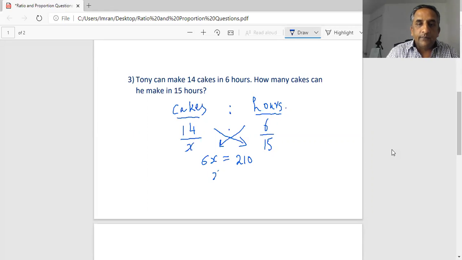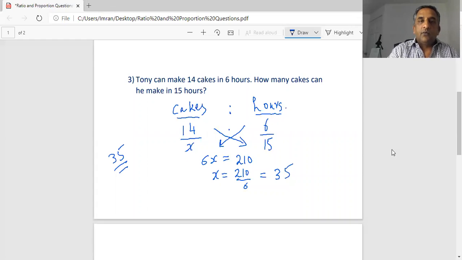So X is equal to, because we have to find X, it means we have to leave X on its own here. We don't need anything else with the X. So X is equal to 210 divided by 6, because when we move 6 to this side, we divide. When we divide 210 by 6, we get 35. So how many cakes can he make? 35 cakes. So our answer is 35. So 35 cakes can be made in 15 hours, right?